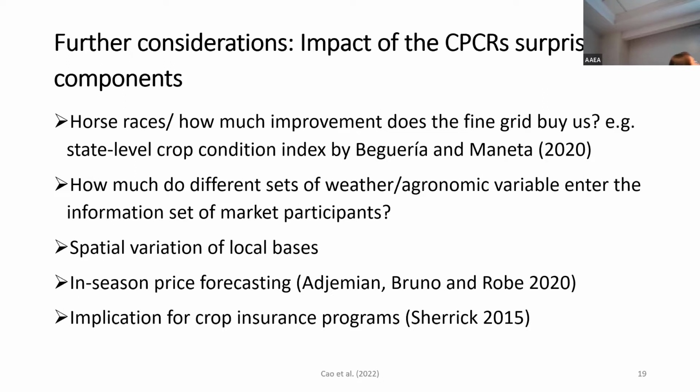but we can also think about the implication for crop insurance programs. And another thing you could do is block these different sets of predictors in and check the correlation again, and see what is actually in the minds of market participants, what enters their information set so that they form the market expectation. So I think there's a lot of potential with this later. Thank you very much for your attention. That's it. Open to questions and discussion.